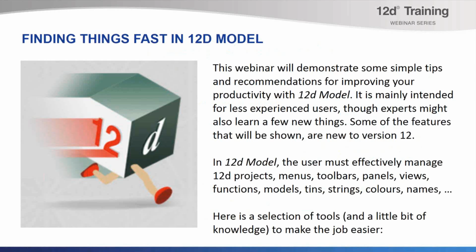12D Model is a big piece of software. It's got a very rich data structure. There's lots of aspects to it. You've got to effectively navigate your way through and manage projects. You've got to manage menus, toolbars, panels, views, functions, models, tins, strings, colors, names, and so forth. There are a lot of different bits and pieces that we need to work with, and we need to work with them effectively. So this presentation is going to show a selection of tools and a little bit of knowledge to make the whole job easier.